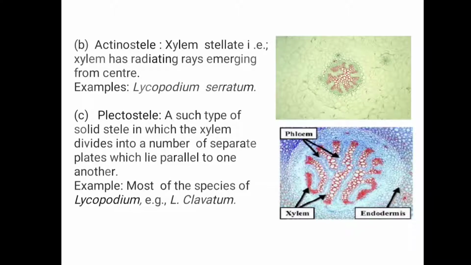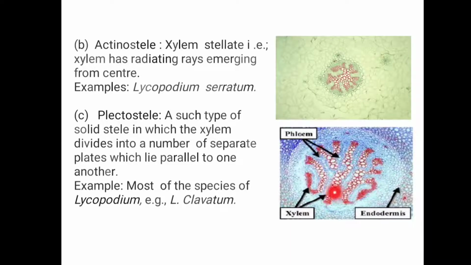Then the third one is the plectostele. Such a type of stele in which the xylem is divided into a number of separate plates which lie parallel to one another. Means कि जो phloem है उसके arrangement same to same है inner side, but the xylem arrangement is divided into many fragments, यानी कि many plate-like structures, and they are parallel to each other.